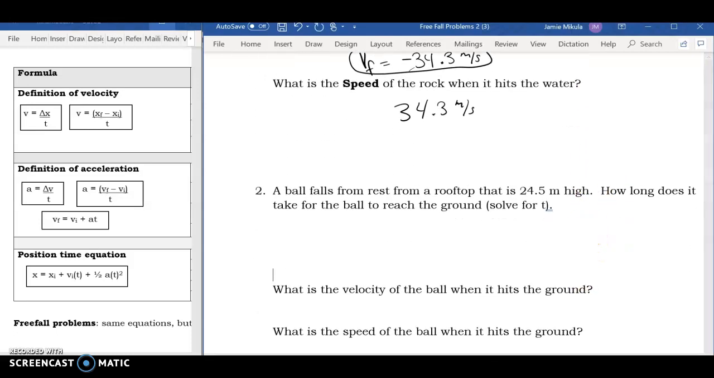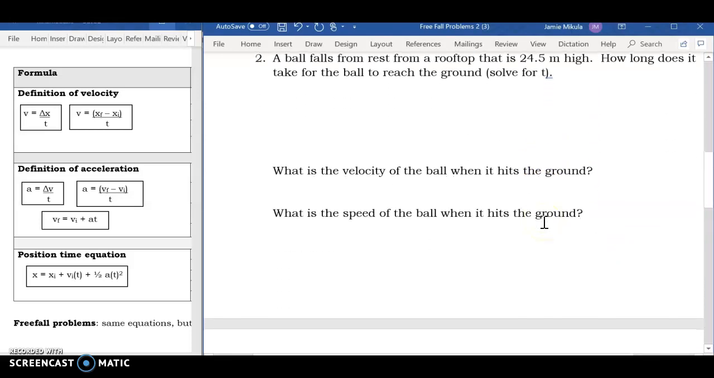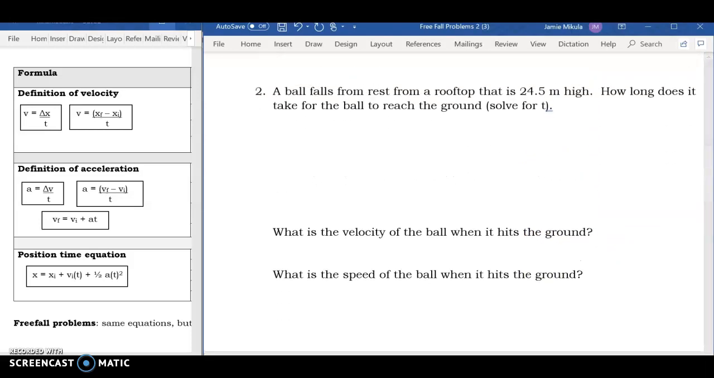All right, number 2 says a ball falls from rest from the rooftop. This time we have the height, and we want to solve for t. It says a ball falls from rest, so we know the initial velocity is 0. We know that x is 24.5 meters. How long is time? We don't know. And we do know gravity is negative 9.8 meters per second squared.